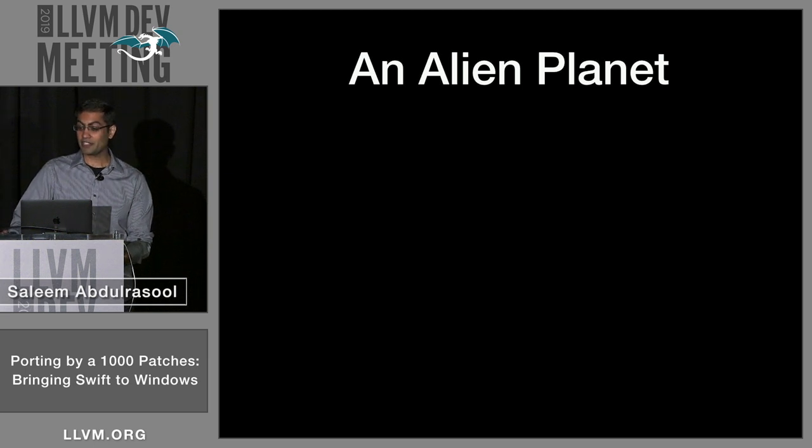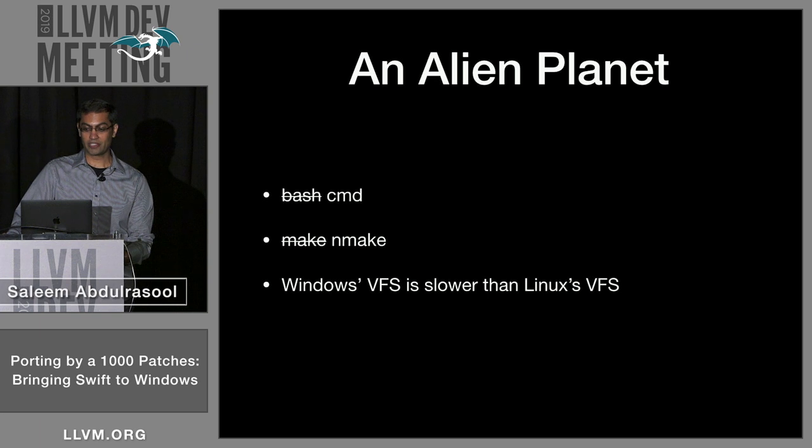The Windows environment is significantly different from the traditional Unix environment. The tools that we are used to, like Bash and Make, are unavailable. To complicate things further, Make is designed to be used with traditional Unix tools, which are not available on Windows. The Windows command line is archaic compared to what is available on Linux. The file system on Windows is slower than on Linux, increasing build times. This is exacerbated by the fact that Swift builds multiple large subprojects like LLVM and Clang.